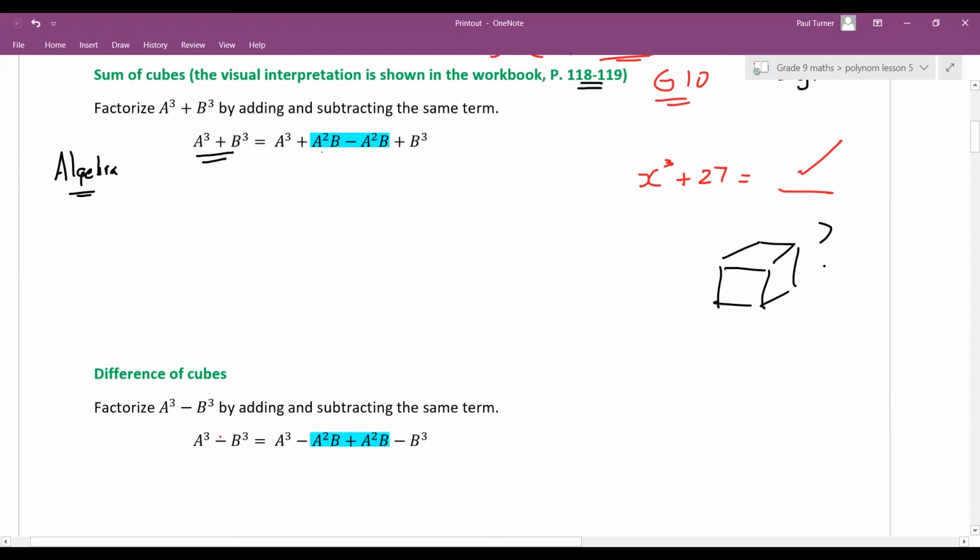The first thing I do, I put in blue here, a squared b minus a squared b. And you should know that equals 0, doesn't it? Because they would cancel out, because they're exactly the same. So these are still equal. But I did that because now I can do grouping factorization. You see that? That's why I taught you grouping last week, because we're using those methods today.